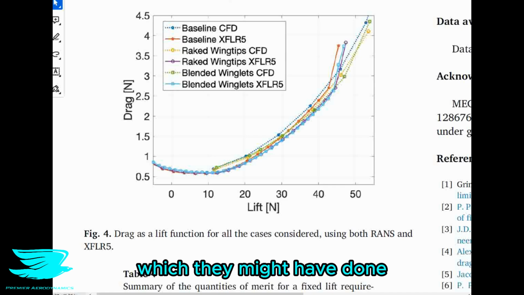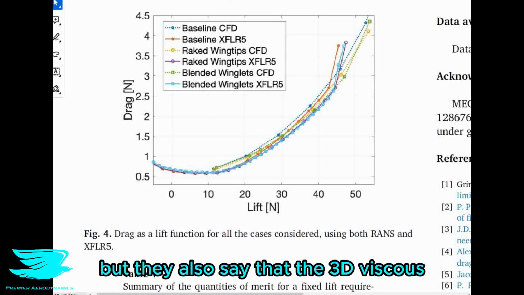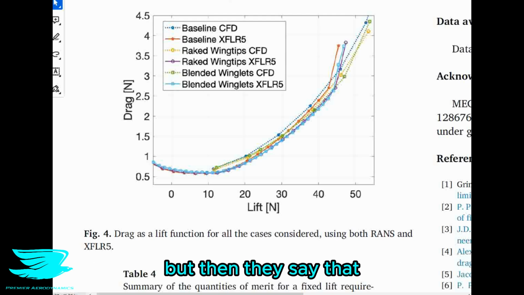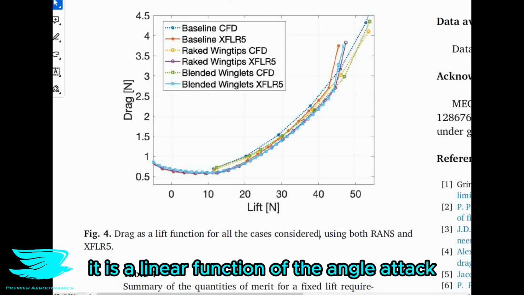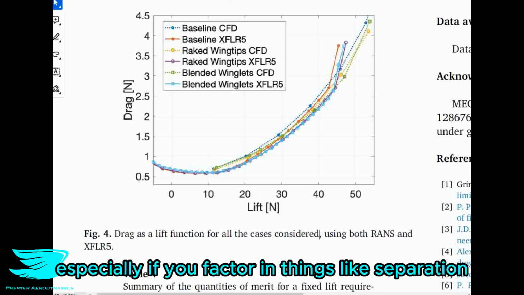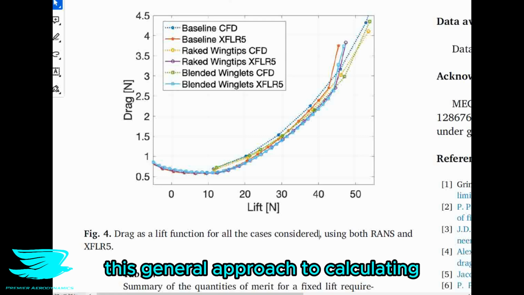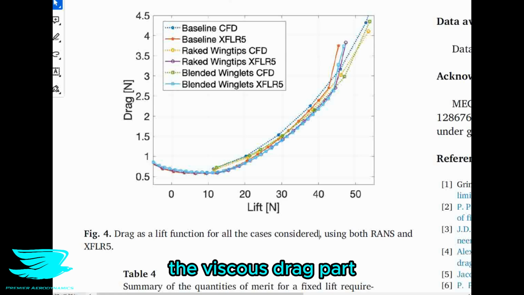Which they might have done, but they also say that the 3D viscous drag is interpolated based on the local wing lift. But then they say that it is a linear function of the angle of attack, which also isn't strictly true, especially if you factor in things like separation and laminar separation bubbles. So I think this is a little problematic, this general approach to calculating the viscous drag part.